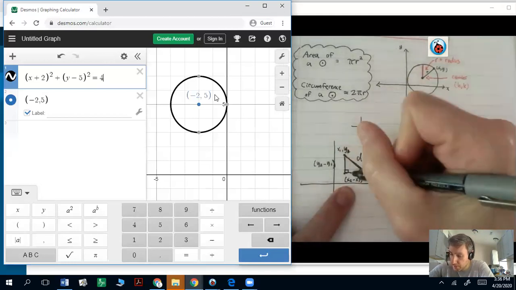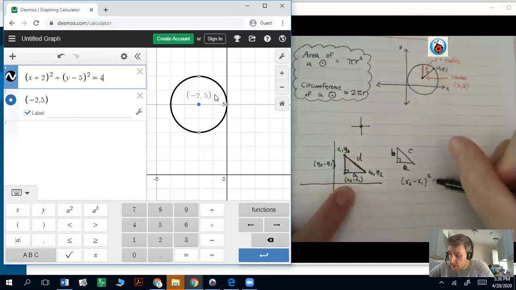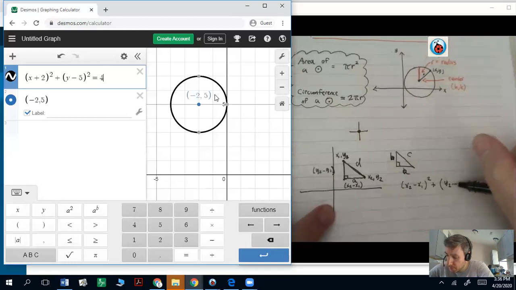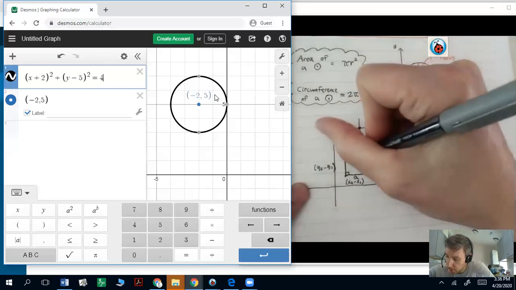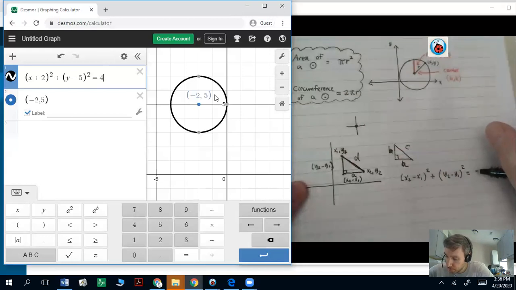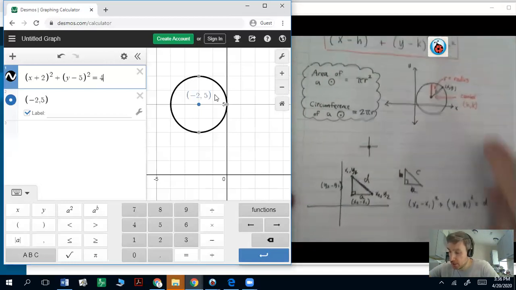Consider that being your A. I'll put my A here and my B there. My B value would be the difference in your y values. It doesn't matter if your A is the vertical or horizontal. What's important is the distance is your hypotenuse. Well, in this case, we can kind of stretch that to be a circle.